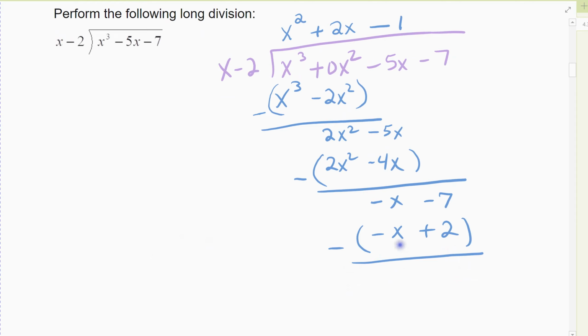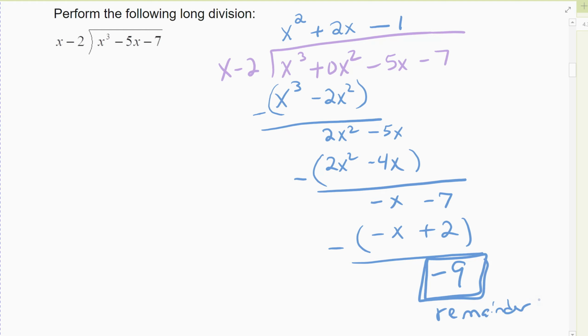And so again, that's going to zero away. It's a negative 7 minus a 2, right? Negative 7 minus 2 is going to leave me with a negative 9. And then I'm done, because there's an x, I can't take 9 and divide it by x, so I'm actually left with that. And so what this last piece here that I'm left with, this is my remainder.